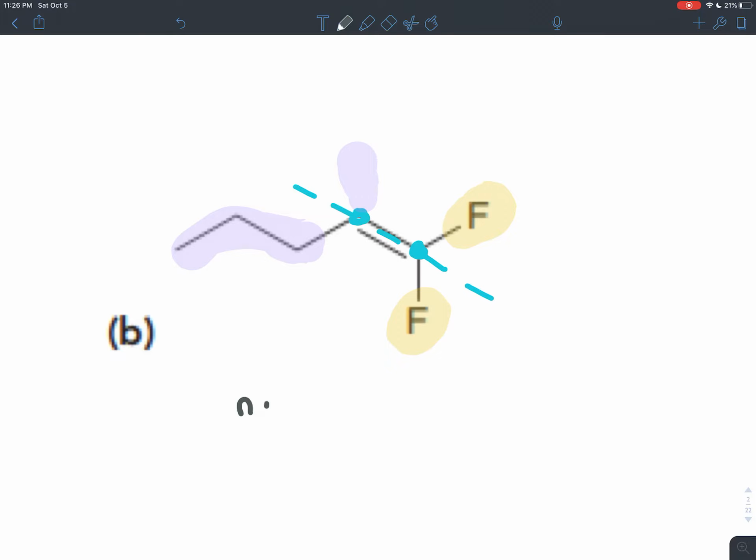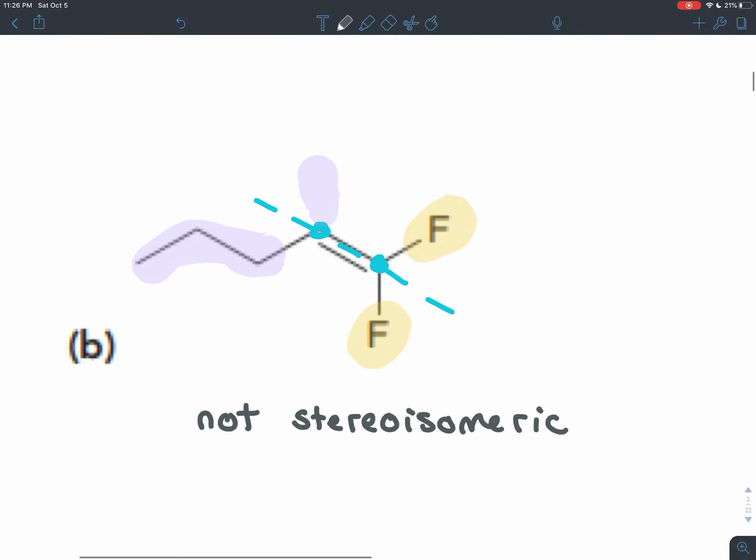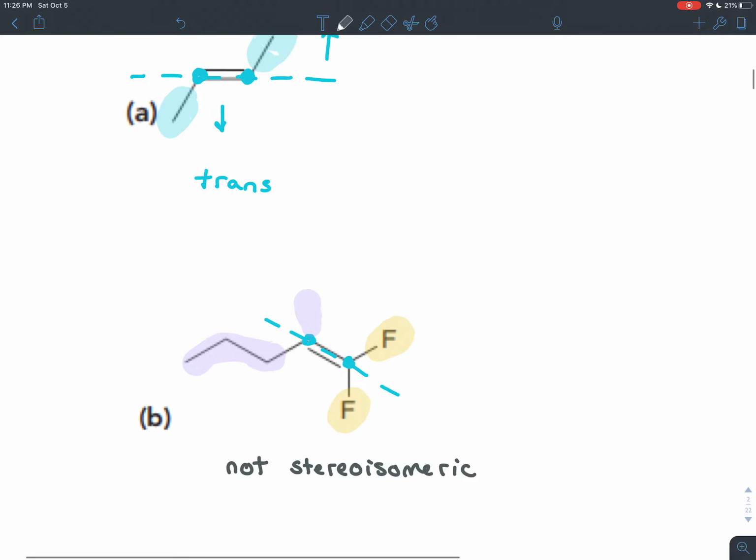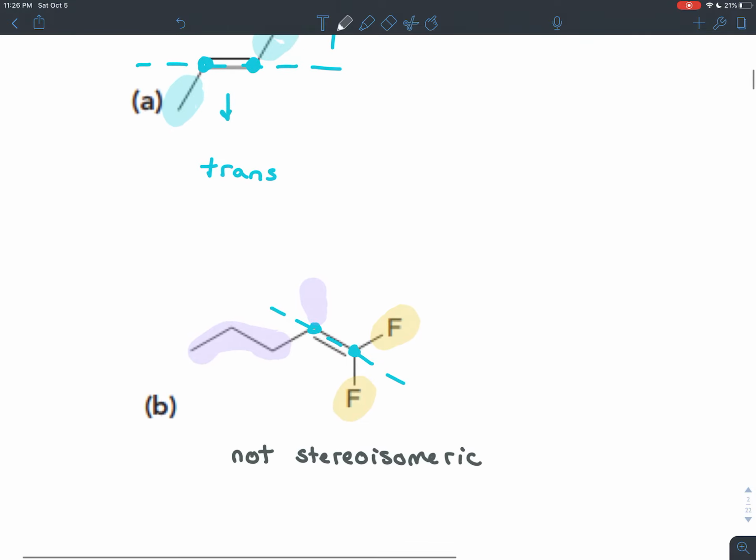And because of that, this is not stereoisomeric. In other words, you don't have the cis and trans version for this molecule. Another way you could tell that you don't have the cis or trans version is because you have two of the same things attached to this carbon here. If that ever happens, it's also not stereoisomeric.